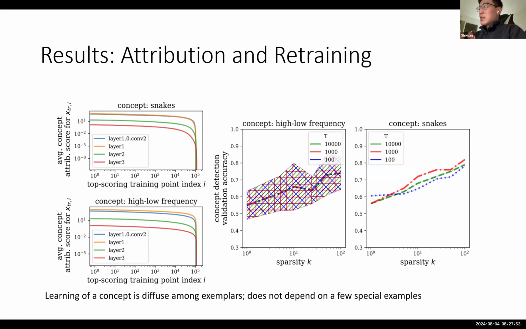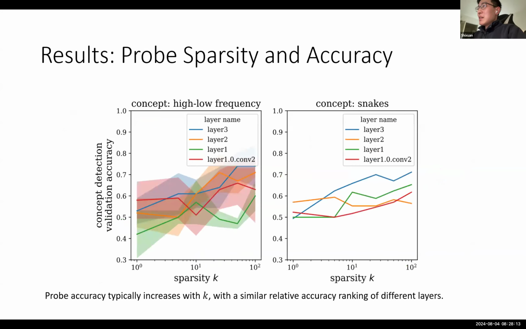So the conclusion we could draw from this experiment is that the learning of a concept is a more diffuse process among all the training instances, instead of just depending on a few top influential instances. So that's, I think, the key takeaway from this paper.